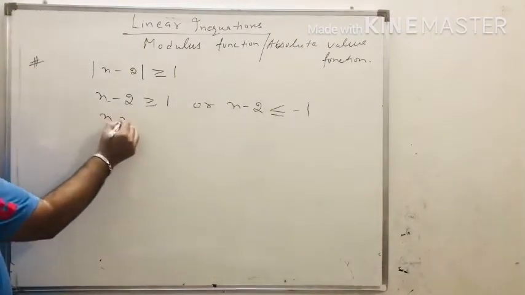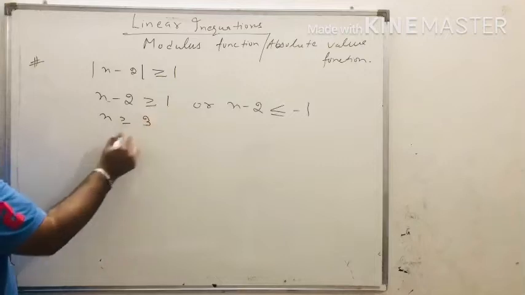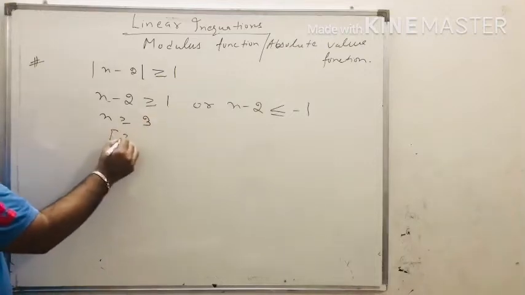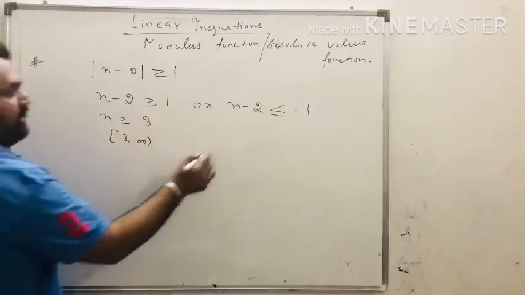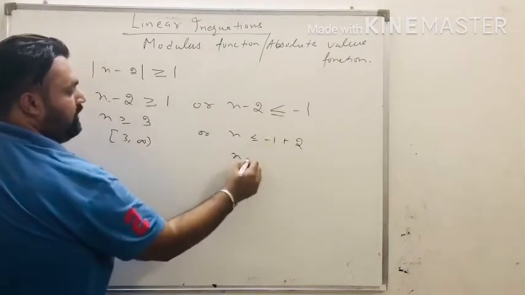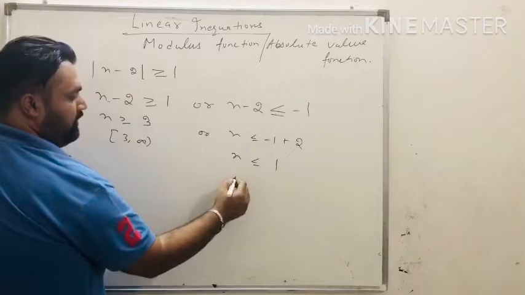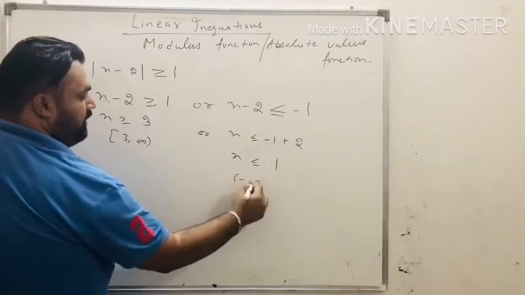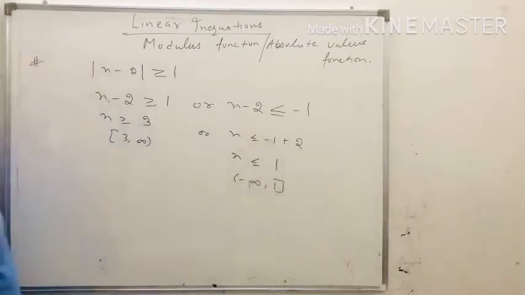So this becomes x greater than or equals to 3. So this becomes 3 to infinity. Now x less than or equals to -1 plus 2, x less than or equals to 1. So minus infinity to 1.